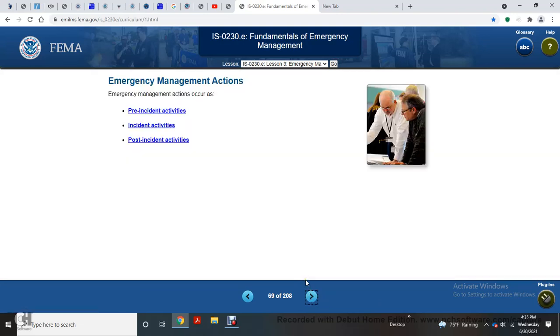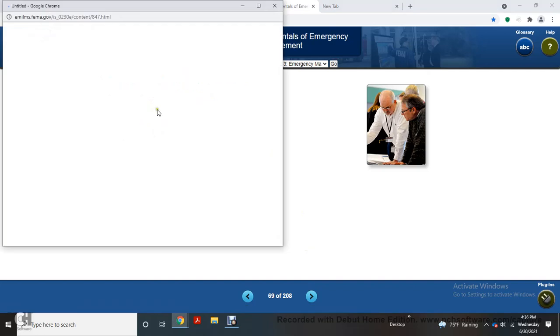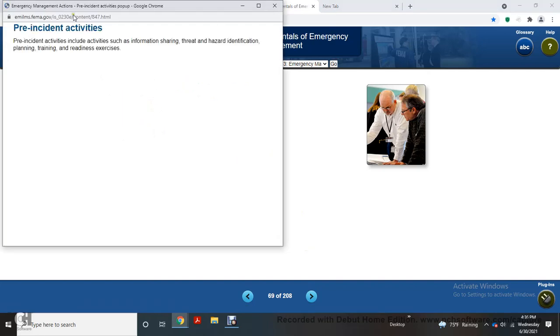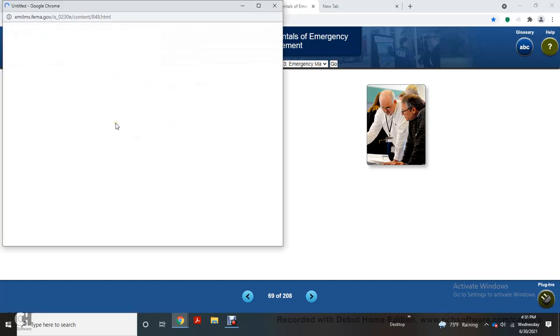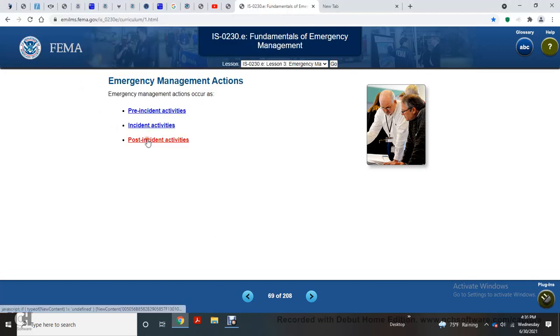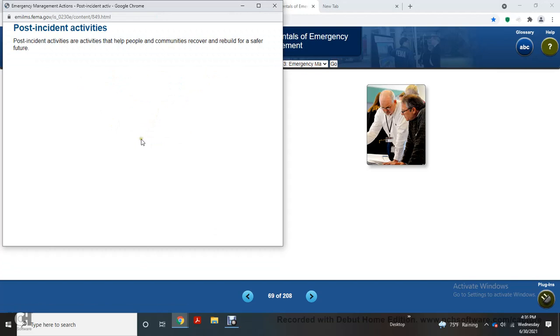Emergency management action. Emergency action occurs as pre-incident activities, incident activities, and post-incident activities. Pre-incident activities include information sharing, threat and hazard identification, planning, training, and readiness exercises. Incident activities include life-saving missions, critical infrastructure support, and protection. Post-incident activities help people and communities recover and rebuild safer futures.